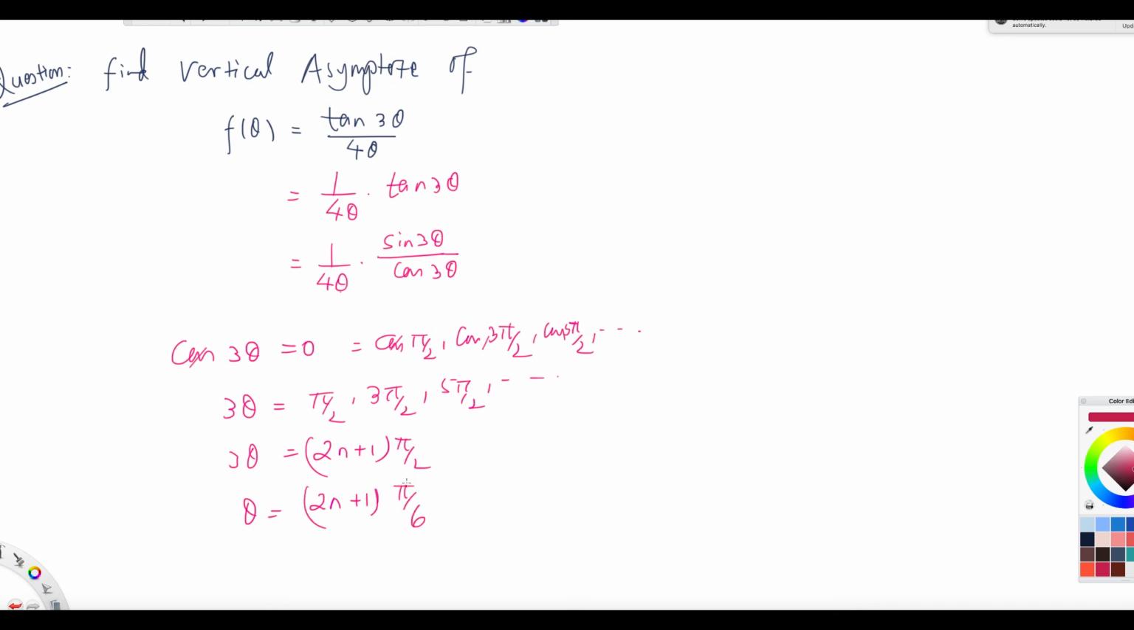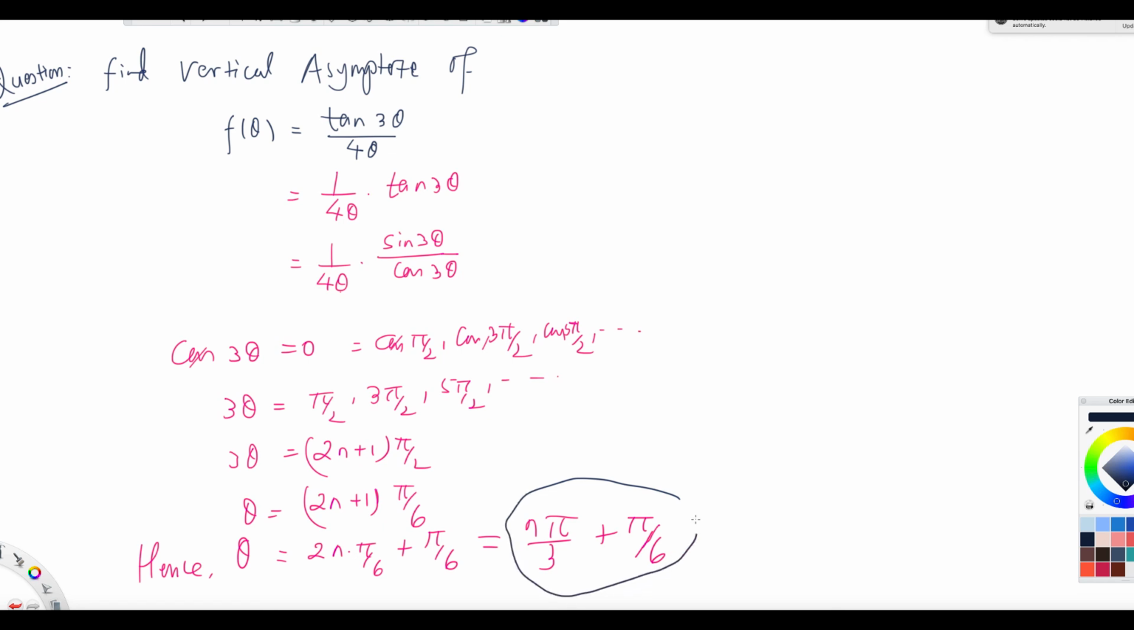Does that make sense? Now you distribute that pi over 6 to both of those, you get 2n times pi over 6 plus 1 times pi over 6, which is just pi over 6. So this can be written as n pi over 3 plus pi over 6. That's how you do it. Okay, guys? So this is the final answer for theta. Therefore, theta equals n pi over 3 plus pi over 6. That is the final answer. Okay, guys? Thank you very much.